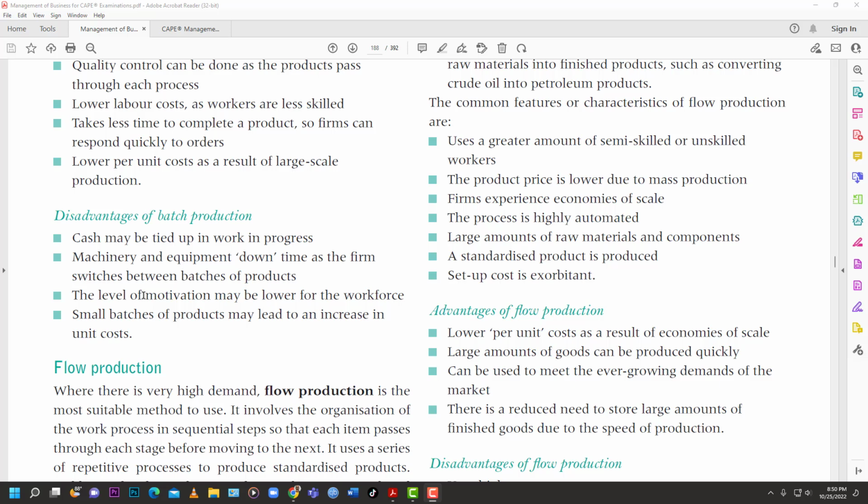The level of motivation may be lower for the workforce because you're doing the same monotonous job over and over and over, so it can't be fun. There's no specialization there, so you might get a little bored.